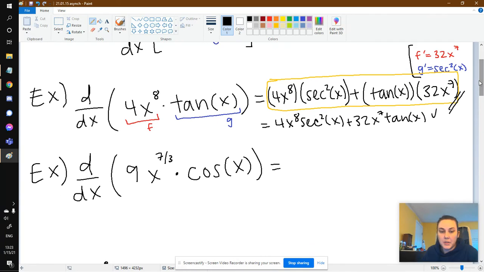The next example I want to do has a fraction in the exponent, but the power rule does not care whether this is a fraction or a decimal or a negative number or an irrational number or whatever. We still just get to follow the same power rule as always. Here is the f. Here's my g.